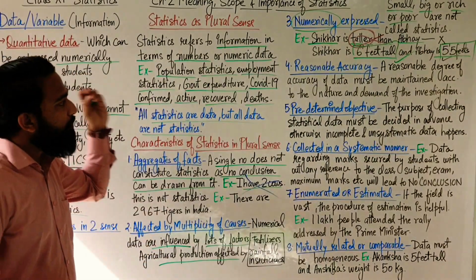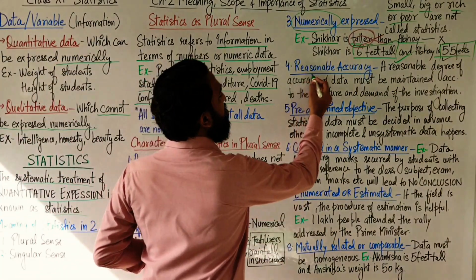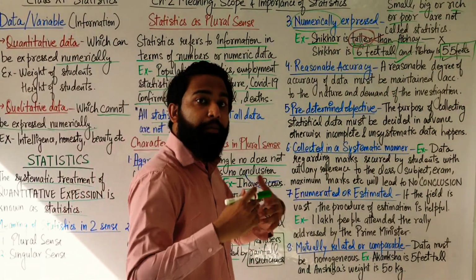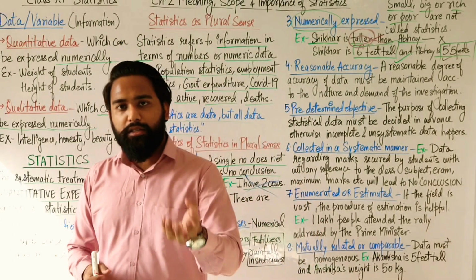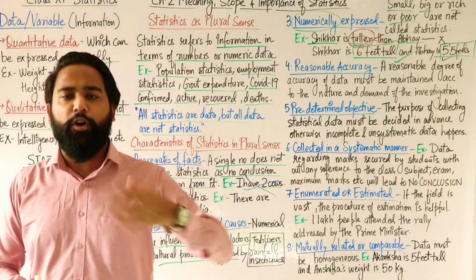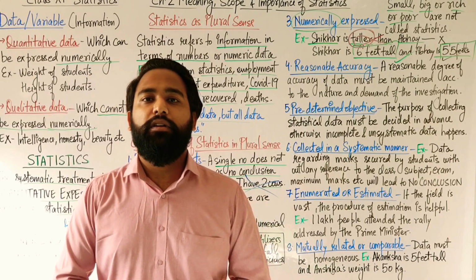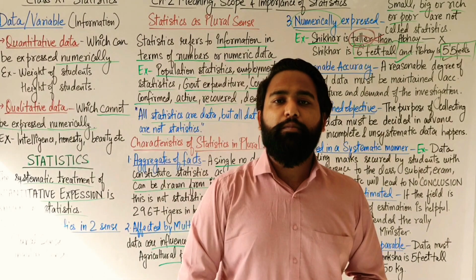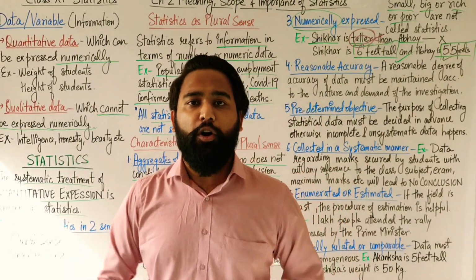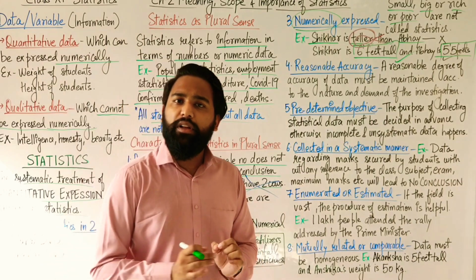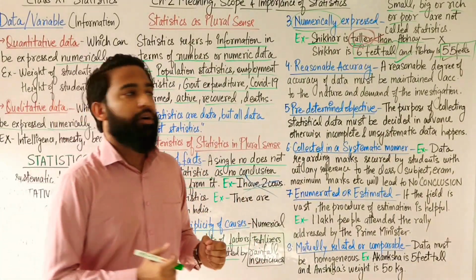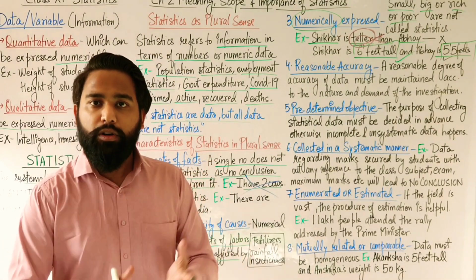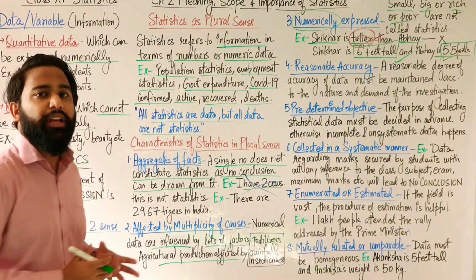Now let's start with the fourth characteristic, which is reasonable accuracy. Suppose I need to make a report card and I just ask you about the numbers and I forgot about the maximum marks. Will I be able to complete my report card? Or I forgot to write your father's name or your serial number or your registration number or your roll number. Will I be able to complete my report card? No, because I have not collected all the data which I need to collect.